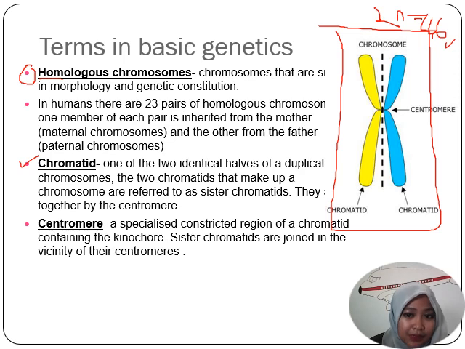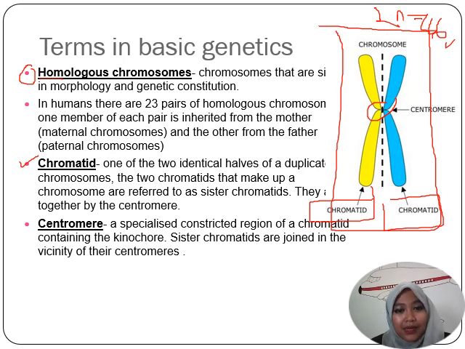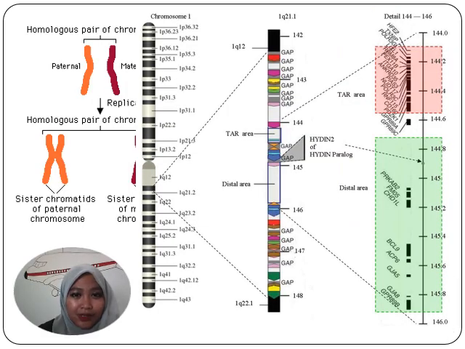Now we're going to look at the chromatid. A chromatid is half of a duplicated chromosome. If they have two, we refer to them as sister chromatids. The centromere is the joint, the kinetochore, where the sister chromatids are joined. This is a picture of chromosome number 1. Chromosome number 1 has light bands and dark bands. Let's say we take one of these bands here, which is known as 1q21.2.